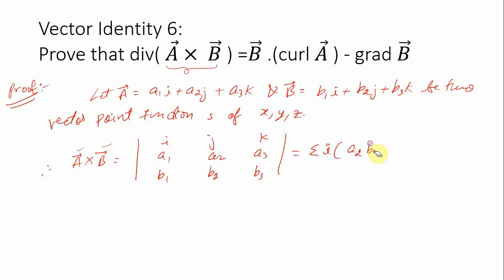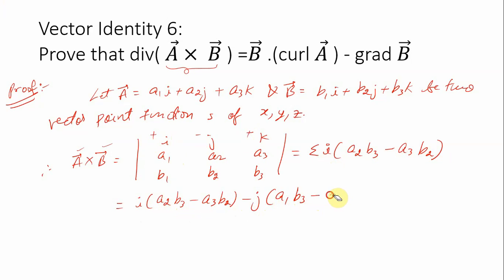Easily you can see A2 B3 minus A3 B2. This is using the determinant. If you want to simplify, you can do it very easily. This is nothing but plus, minus, plus: i, cross multiply, give this row and column, A2 B3 minus A3 B2, minus j, A1 B3 minus A3 B1, plus k, A1 B2 minus A2 B1.